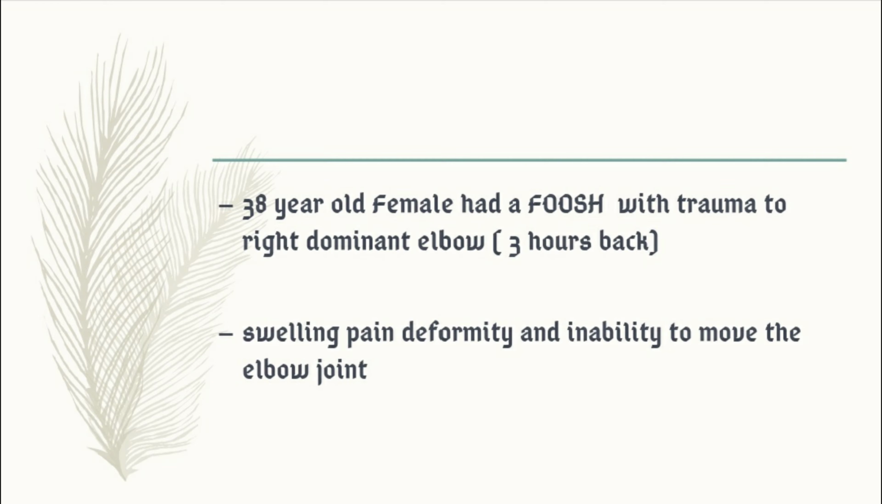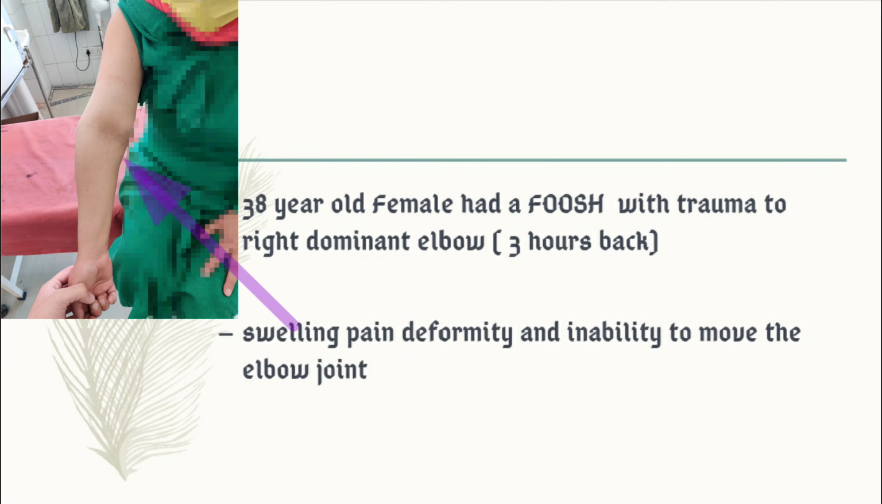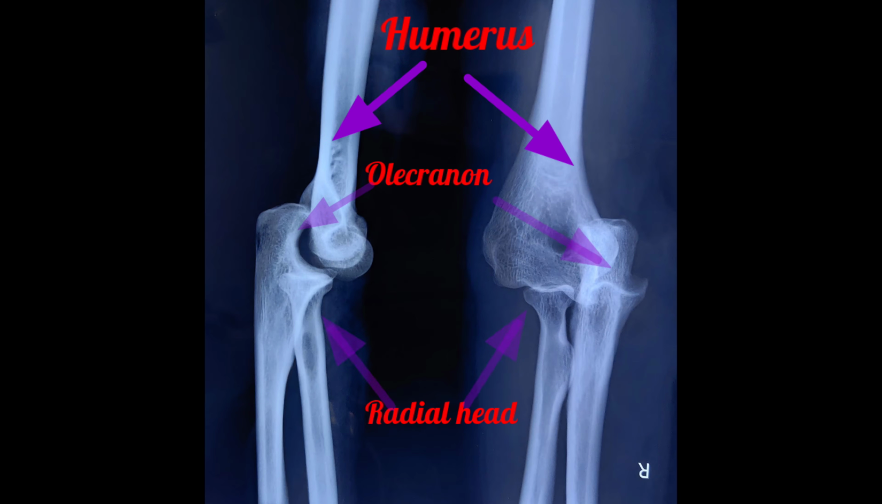We had a 38-year-old female who had a fall on an outstretched hand with trauma to the right dominant elbow around 3 hours back. She presented to the emergency room with swelling, pain, deformity, and inability to move the elbow joint. This is the X-ray of the same patient, showing the anterior-posterior and the lateral views of the elbow joint.